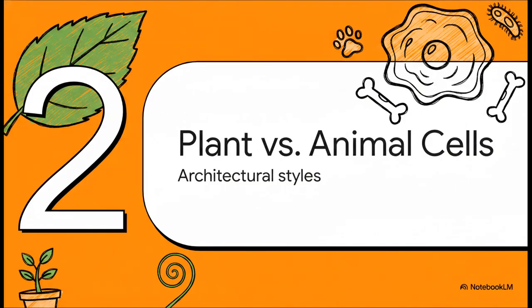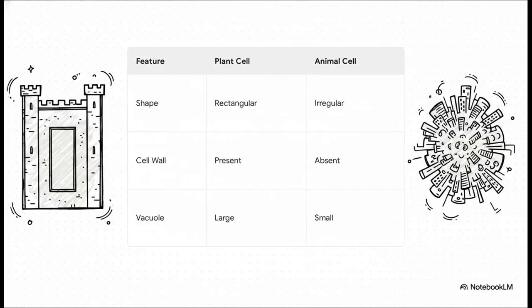Moving right along to Section 2, Plant versus Animal Cells. Now, a really crucial thing to understand here is that not all cells are built the exact same way. As this breakdown shows, we're essentially looking at two totally different styles of cellular architecture. Plant cells, they're like these rigid fortresses. They have a fixed rectangular shape thanks to a really sturdy cell wall made of cellulose, plus a massive central vacuole they use for storage. Animal cells, on the other hand, are more like flexible, dynamic, sprawling metropolises. They completely lack that rigid cell wall entirely, which gives them an irregular, variable shape. And their vacuoles, they're just small, temporary little storage units.